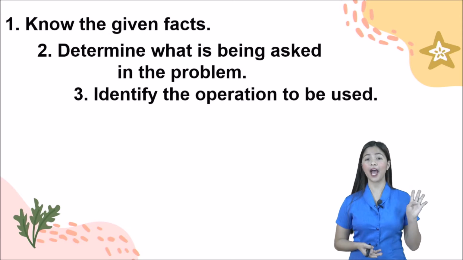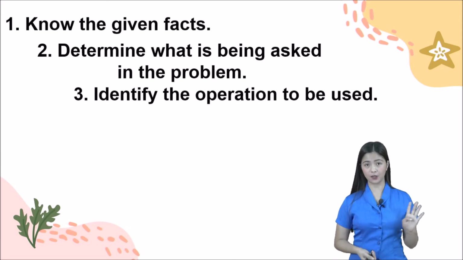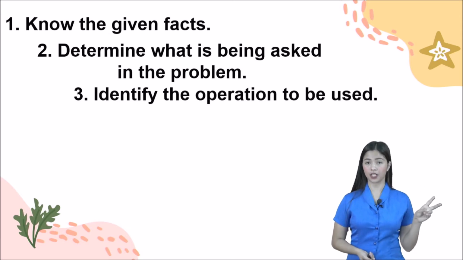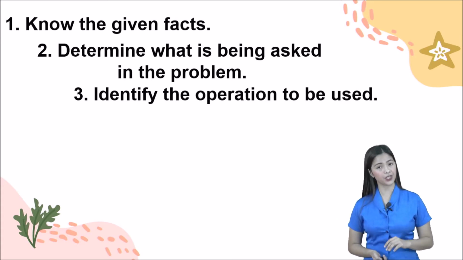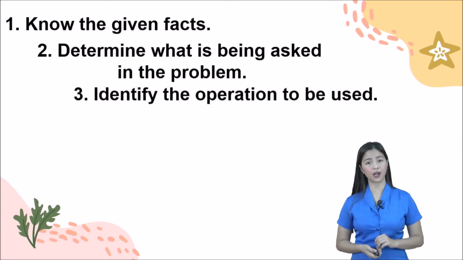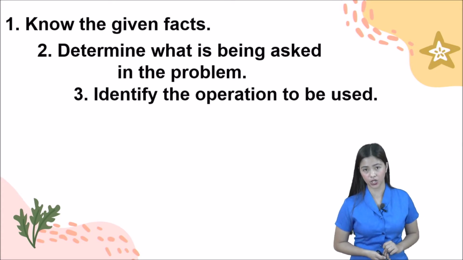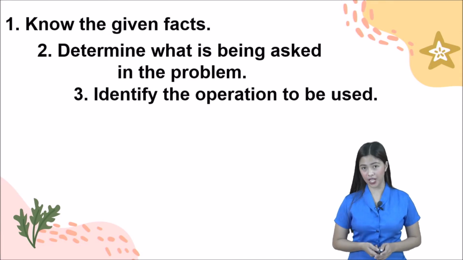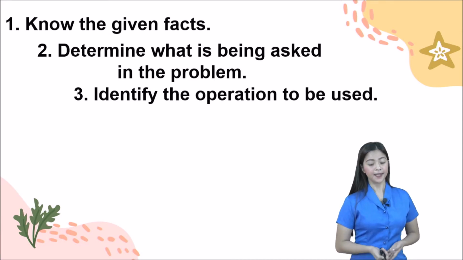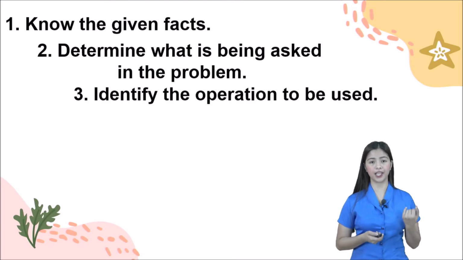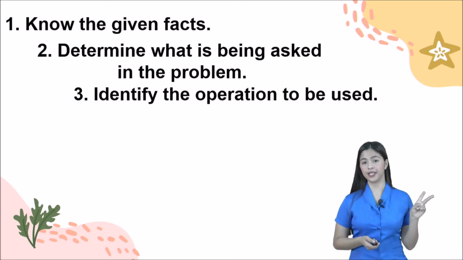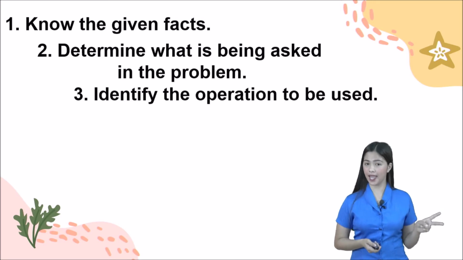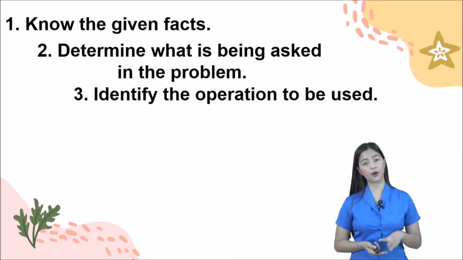So we have four operations, isn't it? We have addition, subtraction, multiplication, and division. So in our lesson for today, it is solving one-step word problems involving multiplication. So it's already understood, kids, that we are going to use multiplication for our operation. Okay, kids? Next one, let's proceed after getting the given facts, determining what is being asked, identifying the operation to be used.